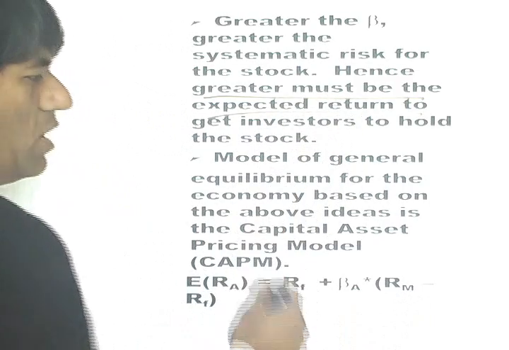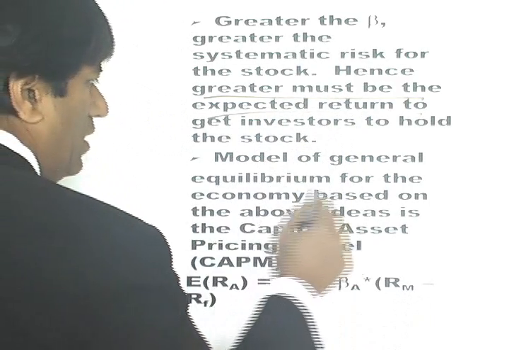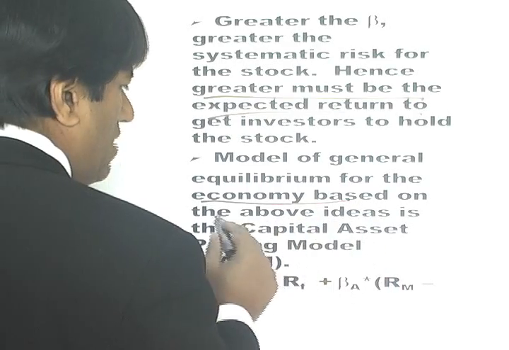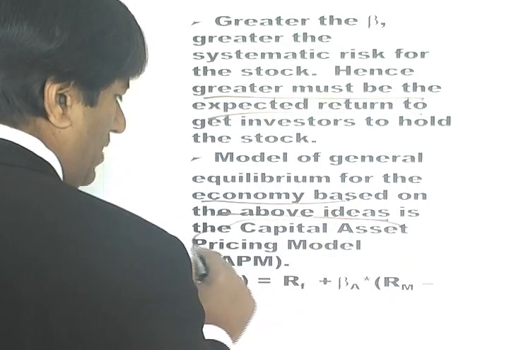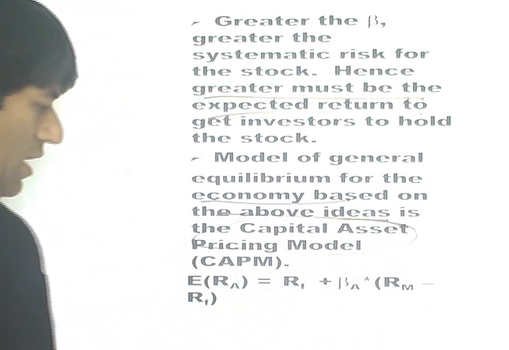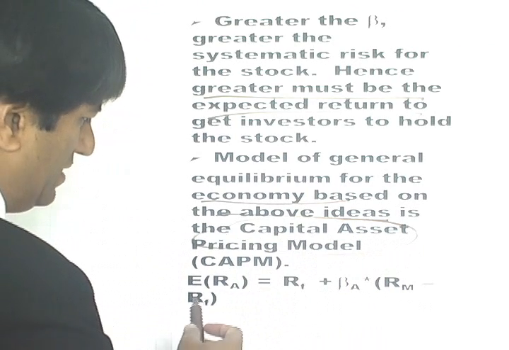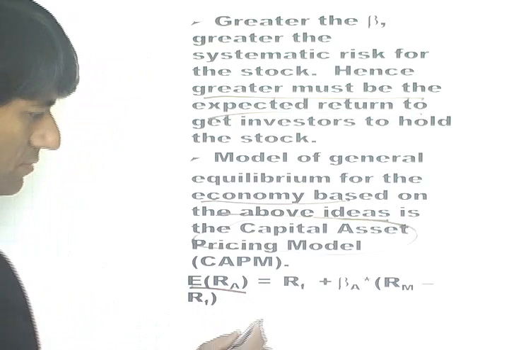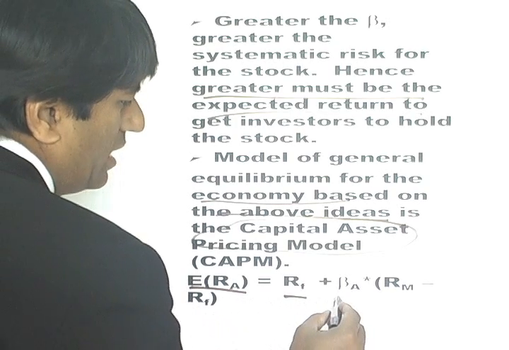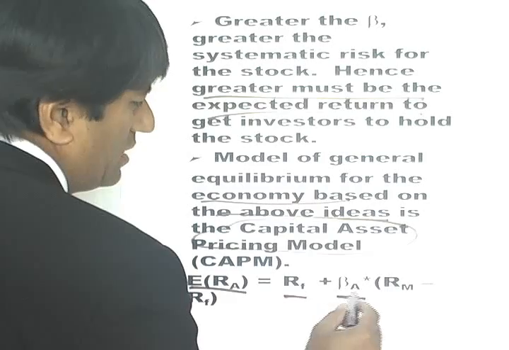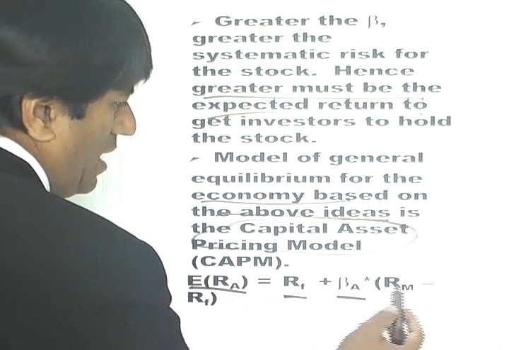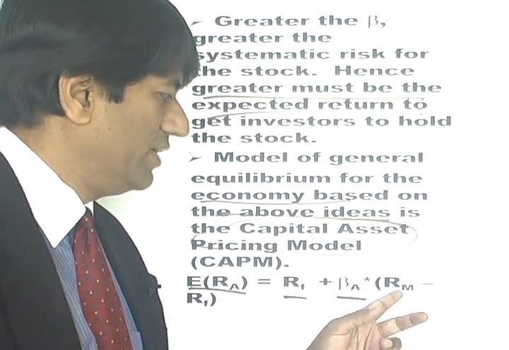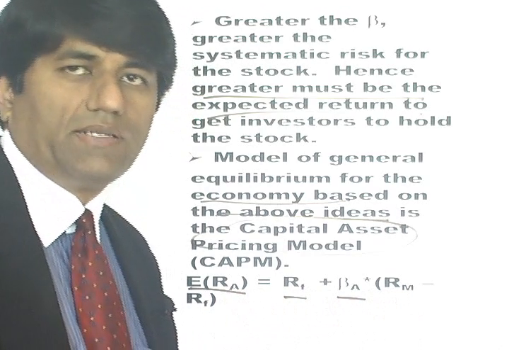Now, a model of general equilibrium for the economy based on the above ideas is the capital asset pricing model, which basically says that the expected return to an asset A is the risk-free rate plus the beta for the asset multiplied by the risk premium, and the risk premium is the return to the market minus the risk-free rate.